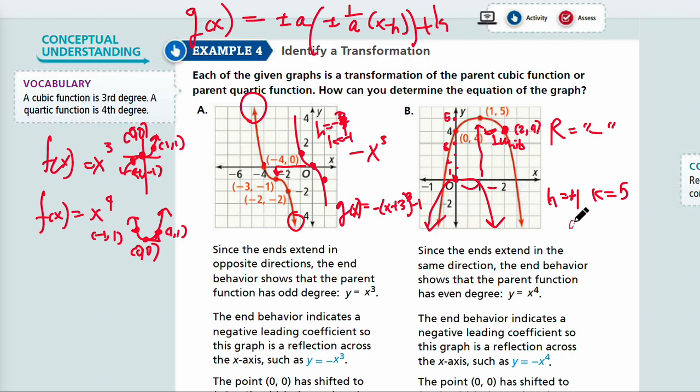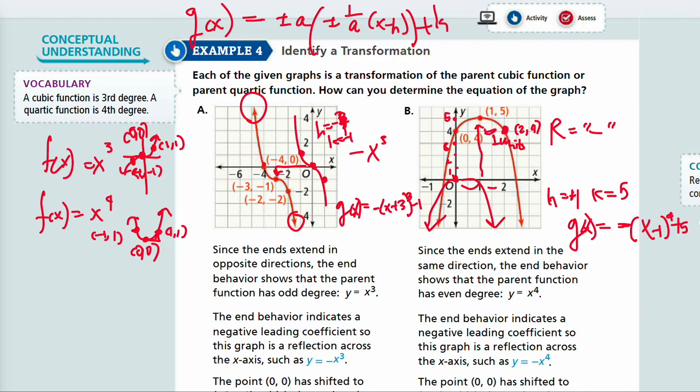So at the end, you can write the equation using these transformations, starting from your parent function. Your h goes into your parentheses before you do the power of 4, right? So you have a reflection, represented by the negative sign, and then you have x minus 1 to the 4th power plus 5. Okay, there we go. So if you know the transformations, it's really easy to look at the graph and figure out the equation.